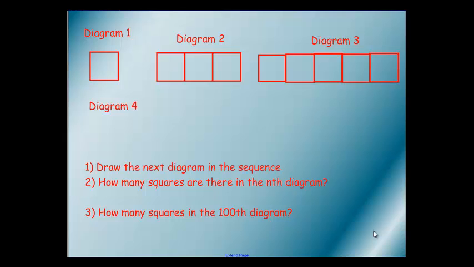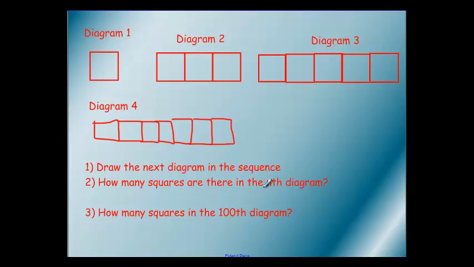Okay, so next let's look at generating sequences from patterns. So here I have a series of diagrams, and I'm first asked to draw the next diagram in the sequence. Well, I can see that I've got 1 square, then 3, then 5, so my next diagram is just simply going to have 7 squares in it. So here are 7 very badly drawn squares in my next pattern.